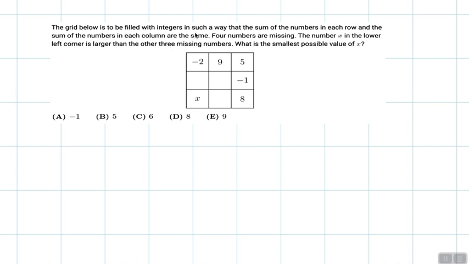Okay. The sum of the numbers in each row are the same. Okay, so we can figure this out. The sum of the numbers in each row and column must be 9 plus 5 is 14, so it's got to be 12. All these have to add up to 12.